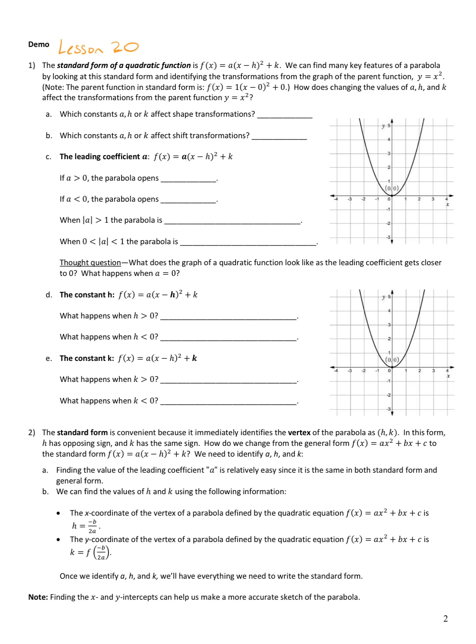This is the demo for lesson 20 for college algebra: the standard form of a quadratic function. In the preview, we talked about the general form, which was ax squared plus bx plus c. This is called the standard form, also sometimes called the vertex form, and it's a times x minus h squared plus k. You can find many key features of a parabola by looking at the standard form and identifying the transformations from the graph of the parent y equals x squared.